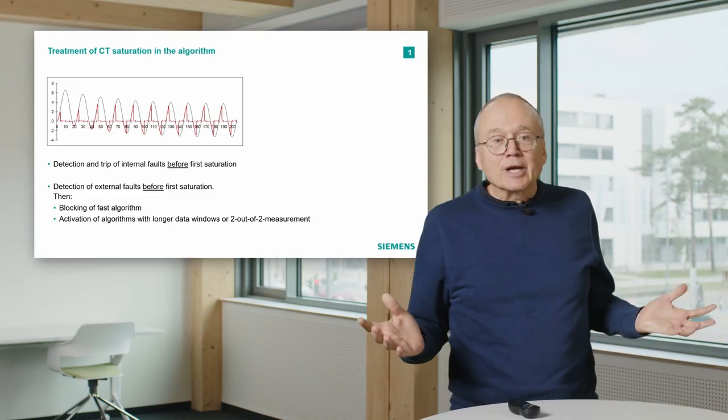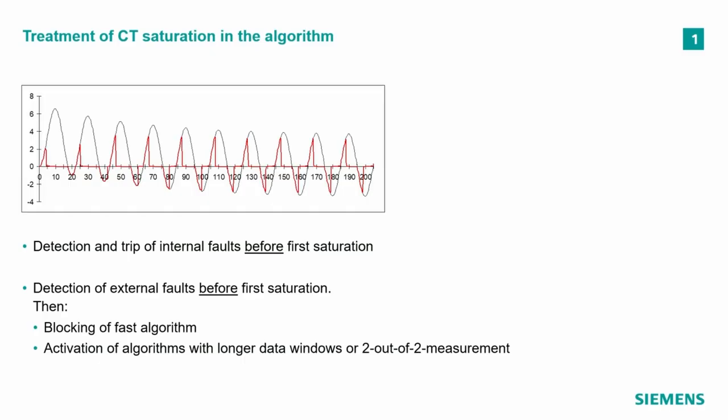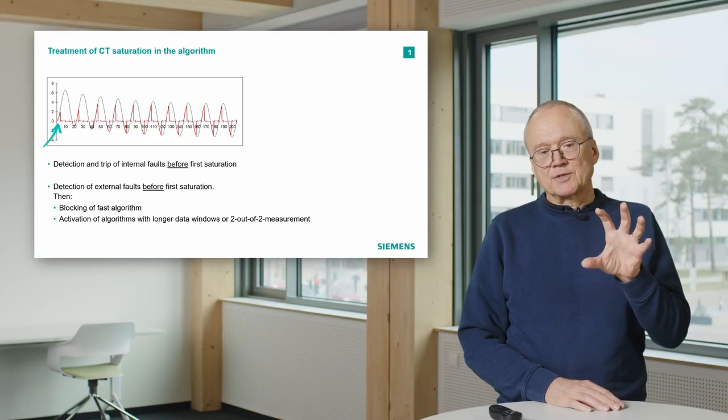And that is a challenge for the algorithm. What we normally do in this situation is look at the very first milliseconds. That means we assume that in the first few milliseconds there is no saturation of the current transformer. We look at this point here, and from there we make a decision.